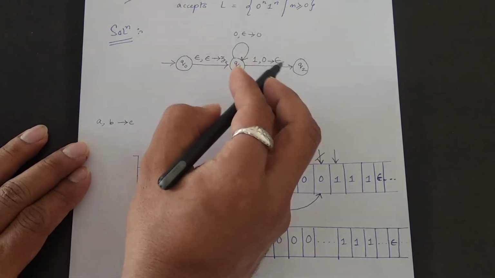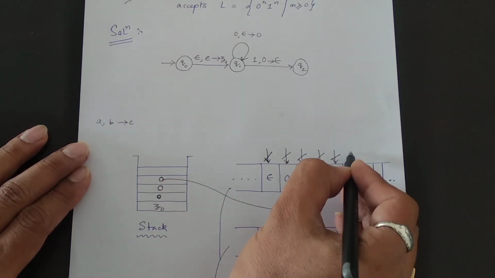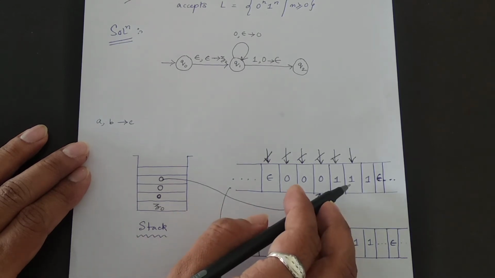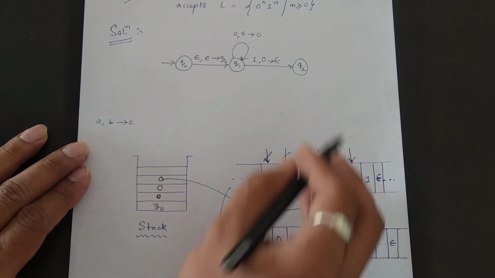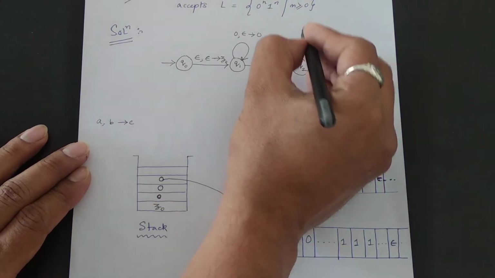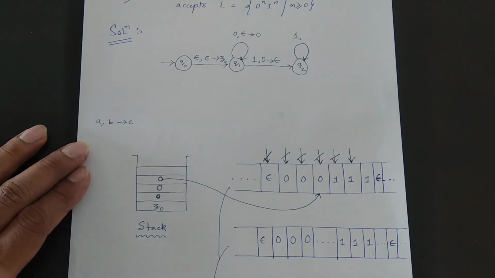Clear? So anything to be pushed? Nothing to be pushed. So 1 is completed. Now the read head will move to the next one. As you can see, 1 is again continued. So besides taking one more transition, I will put a self loop over here. What is the input symbol? 1 is the input symbol. Okay, what is the top of the stack now?